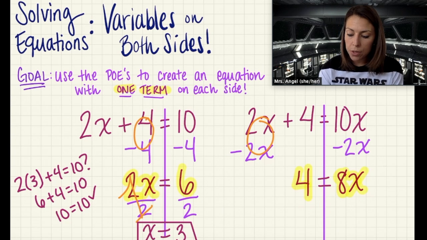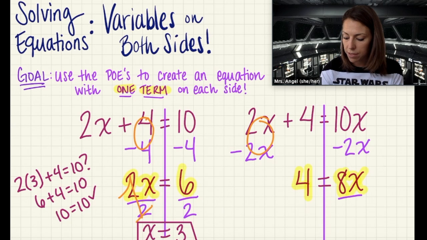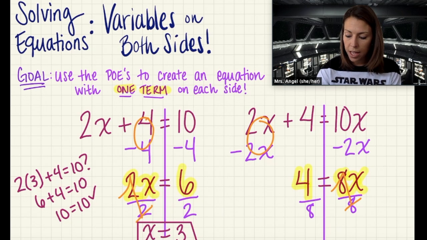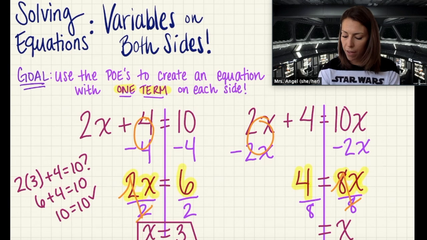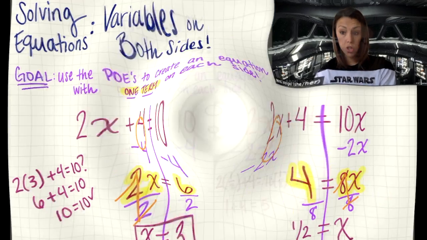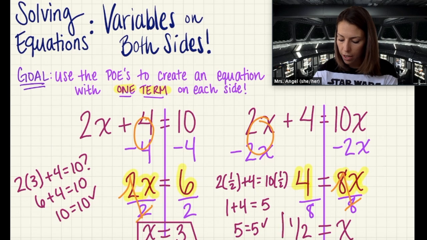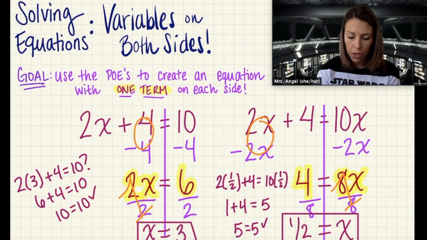Why is it that we want to do that? Because now it becomes a lot simpler to solve. All we have to do is divide both sides by 8, because that would create a big one factor, getting x by itself. And 4 divided by 8 is 0.5, or I like to leave it as a fraction, 1/2. And then we can go ahead and check. And 1 plus 4 is 5, so we know that our answer here is the correct solution.